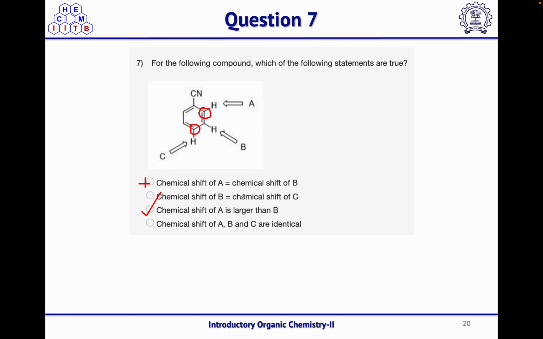So chemical shift of B equal to chemical shift of C. Here, since a carbocation is generating at this position, it will be de-shielded. Chemical shift value will be higher compared to that of B. Since it is meta position, no carbocation is generating. So this option can also be ruled out. Then they have given chemical shift of A, B and C are identical. A and B can be identical, but not of B. So this option can also be ruled out. So the correct answer is chemical shift of A is larger than that of B. Is this clear for everyone?